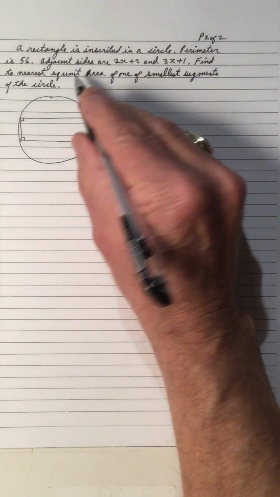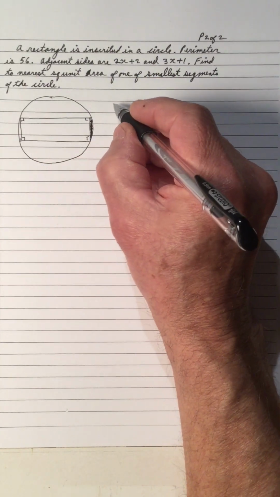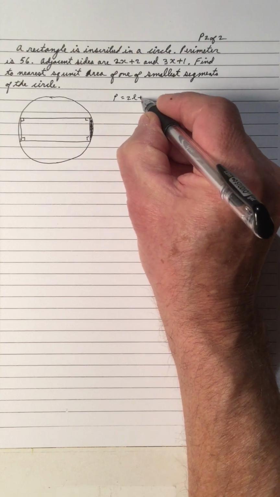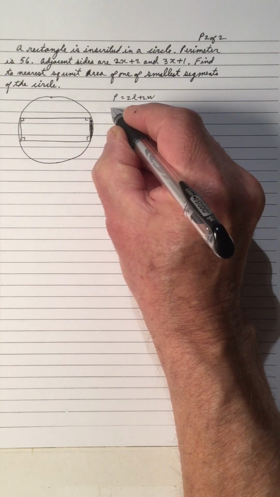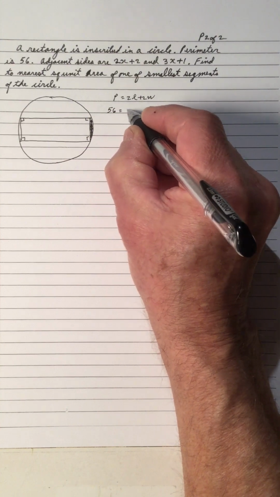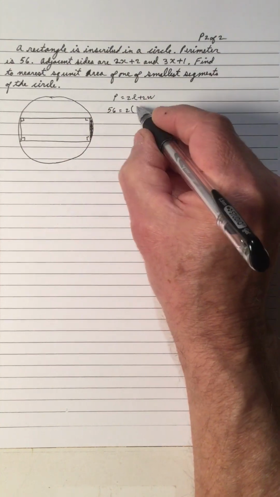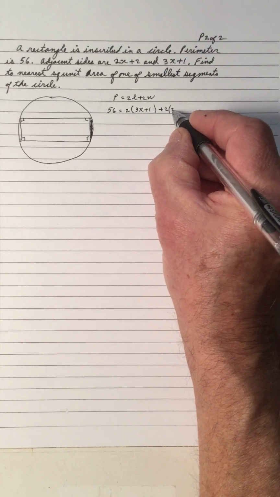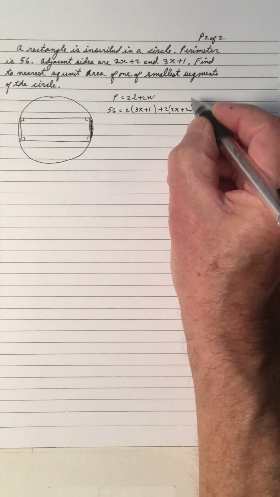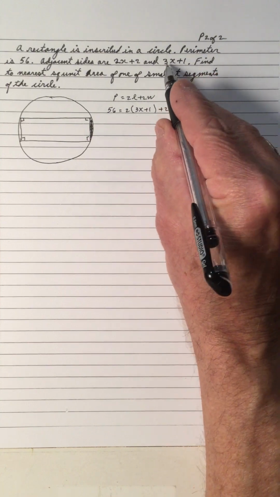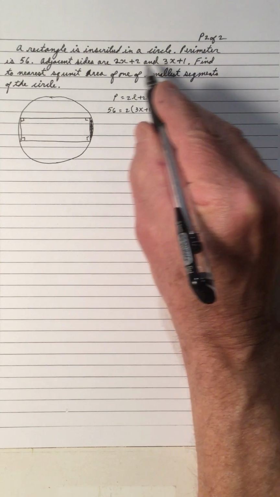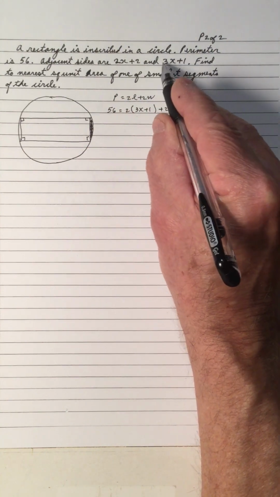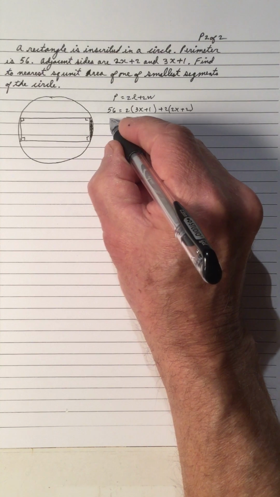So let's find the length of the sides. So we have the perimeter is 2L plus 2W. So the perimeter is 56, and we'll say the length is 3x plus 1, and the width is 2x plus 2. And the reason I'm saying that, because if you put a 10 here, you get a 31. If you put a 10 here, you get a 22. So this looks like it's going to be the length. So let's work it out.